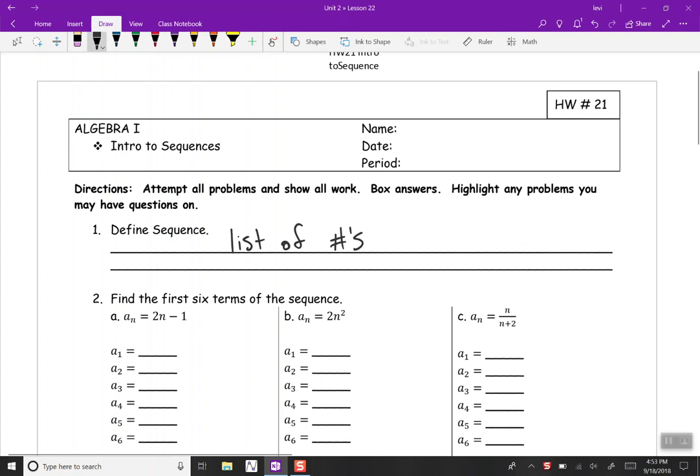Well, let's plug stuff in. This would be 2 times 1 minus 1. 2 times 1 is 2. 2 minus 1 is 1. This would be 2 times 2 minus 1. 2 times 2 is 4. 4 minus 1 is 3. This would be 2 times 3 minus 1. 6 minus 1 is 5. We can see also that our number in front of our variable is a 2, and that we're going up by 2 each time, so this would be 7, 9, and 11.